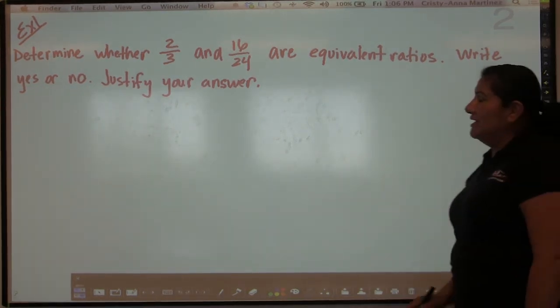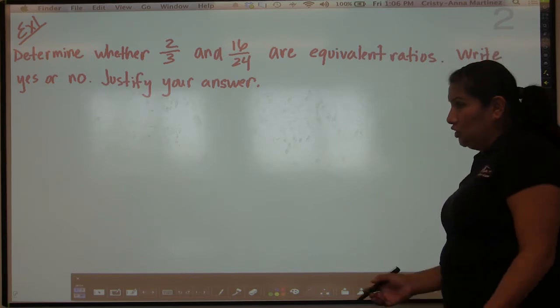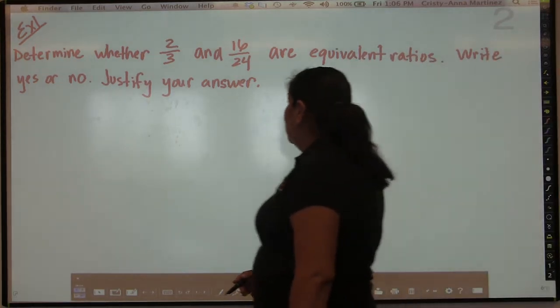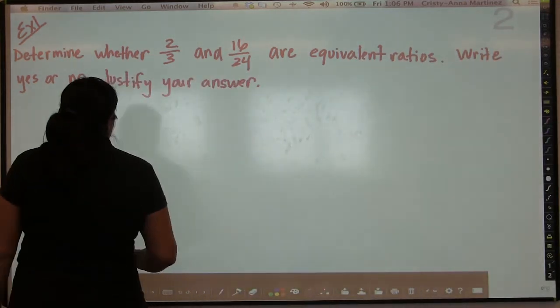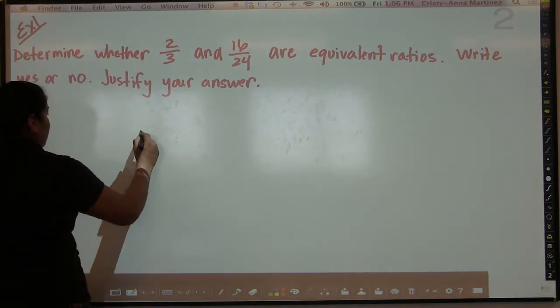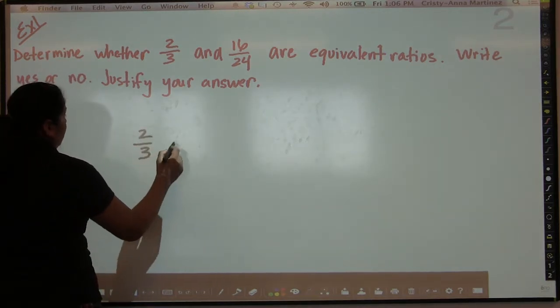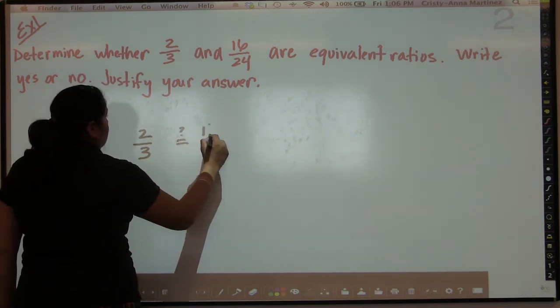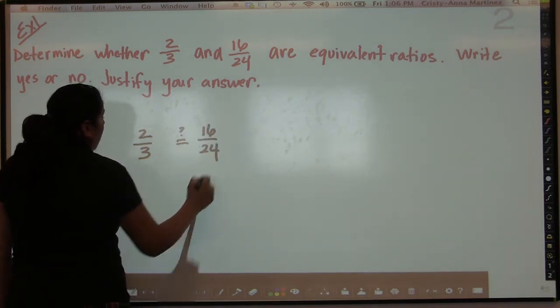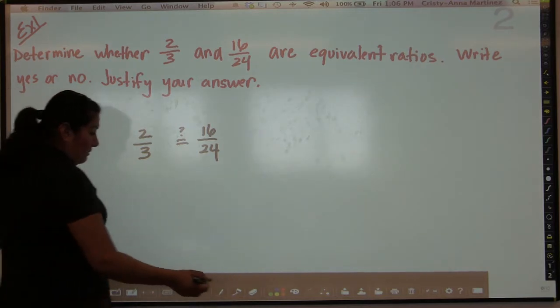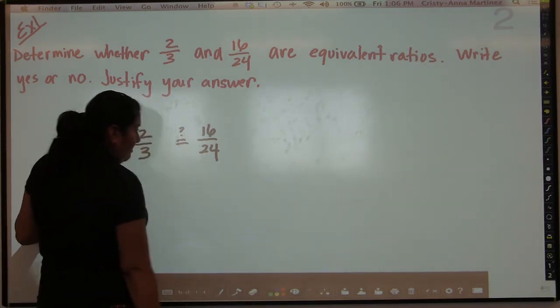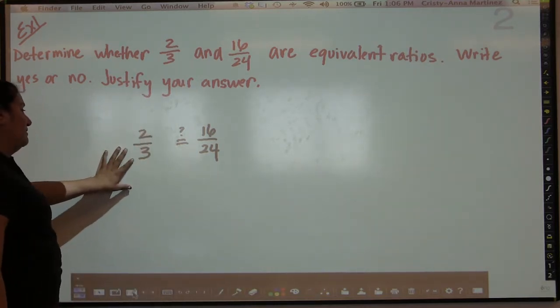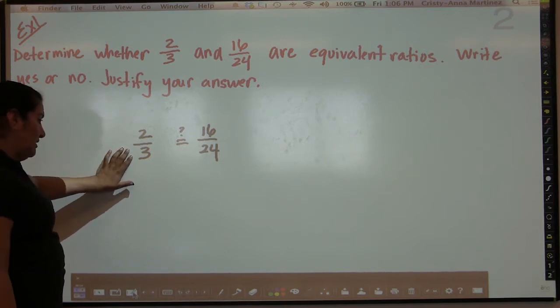Our first example says, determine whether 2/3, or 2 to 3, and 16 to 24 are equivalent ratios. You will have equivalent ratios if they simplify to the same thing. Now obviously between 2 and 3, those are both prime numbers, they can't really simplify to anything. So the left-hand side ratio is already simplified.